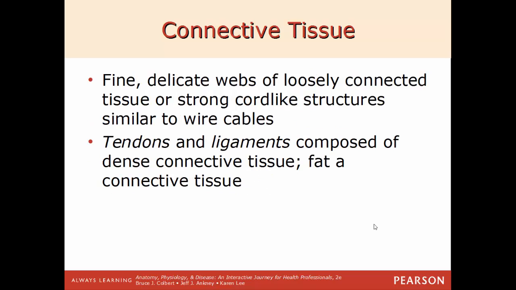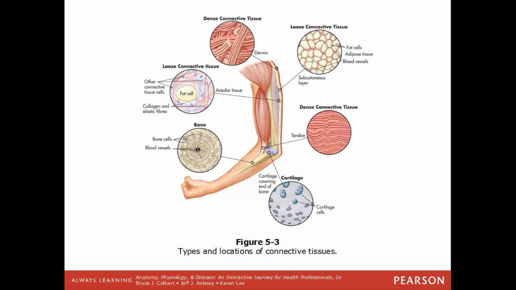All right, in this type of tissue, you have fine, delicate webs of loosely connected tissue and a mix of very strong cord-like structures that are similar to wire cables. And in this type of tissue, you have ligaments and tendons that are composed of really dense connective tissue. And then fat is also an example of connective tissue. Here's just a very few examples of all the different types of connective tissues that we have. Loose connective tissue that binds the skin to the muscles and tissues underneath it. Dense connective tissue is found in, say, the dermis. Loose connective tissue, such as fat. Tendons have the dense connective tissue. Cartilage, all those are different types of connective tissue, and there's various types of cartilages. Bone also, blood also. So there are a very large number of classifications for connective tissue.